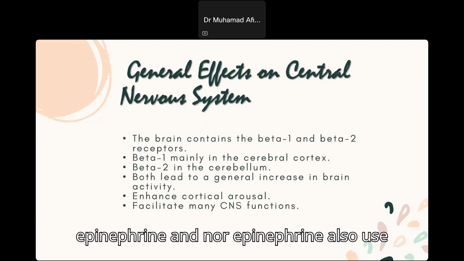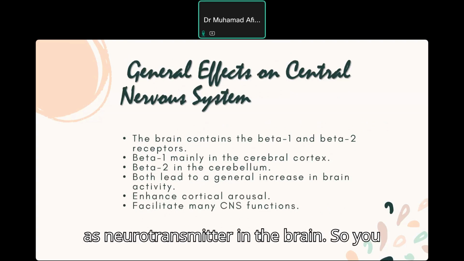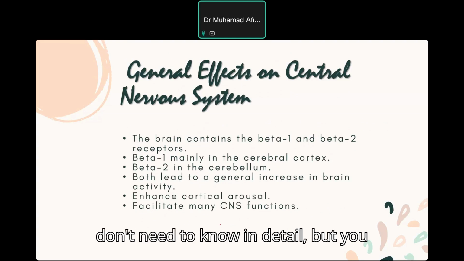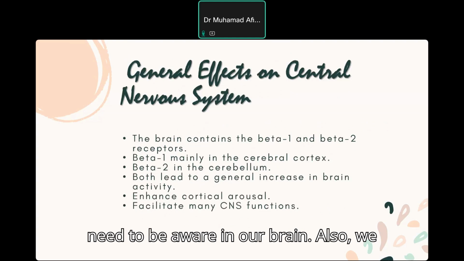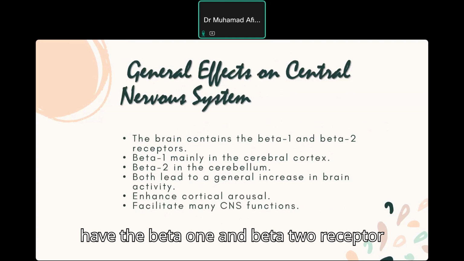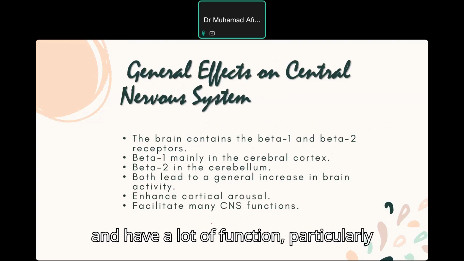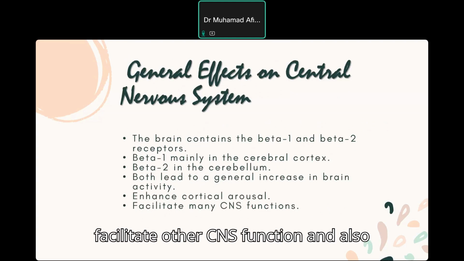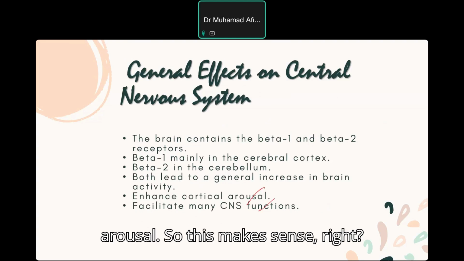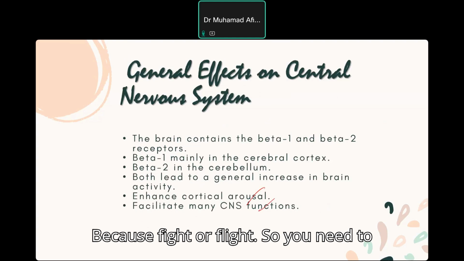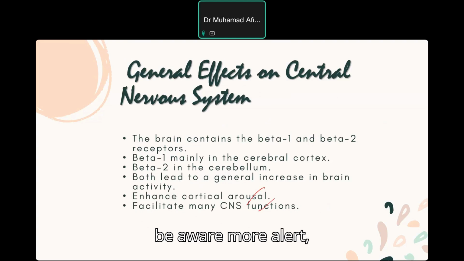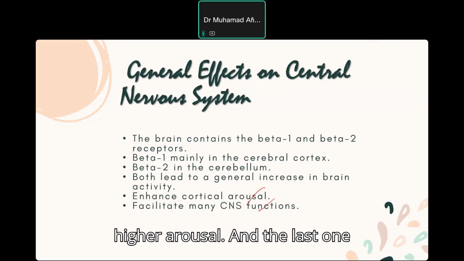And then also, the epinephrine and norepinephrine are used as neurotransmitters in the brain. So you don't need to know in detail, but you just need to be aware. In our brain, we also have the beta-1 and beta-2 receptor and they have a lot of function, particularly facilitating other CNS function and also arousal. So this makes sense, right? Because fight or flight, you need to be more aware, more alert, higher arousal.